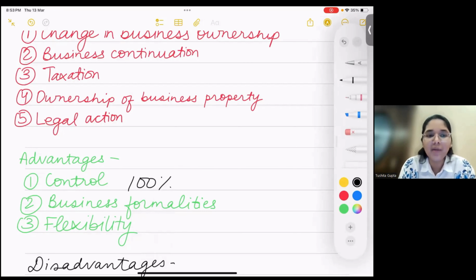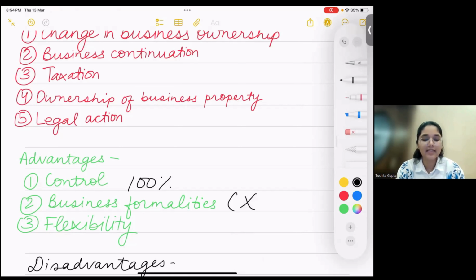The second advantage is with respect to business formalities. If you talk about being a company, companies have to follow numerous rules and regulations which are set by the government. When it comes to a sole trader, you do not have so many formalities to do. Companies have to draw their accounts a specific way and get themselves audited. There are many rules, and you will slowly and gradually learn them as you progress through your ACCA qualification. So sole traders are exempt from any such formalities, which makes it a very big advantage.